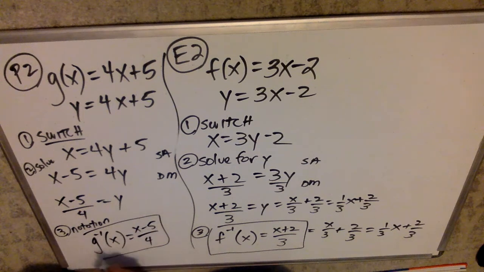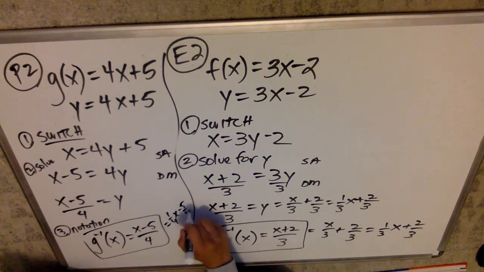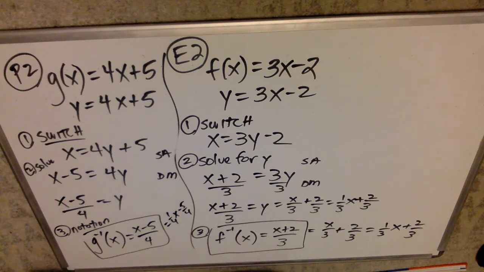Now, if you wanted to make it a different version of this, if you wanted to make it 1/4 x minus 5/4 or some other version, that's fine, but this is the laziest and easiest version. Cool, so we're going to stop it at this video, and then we'll keep moving forward after, okay?